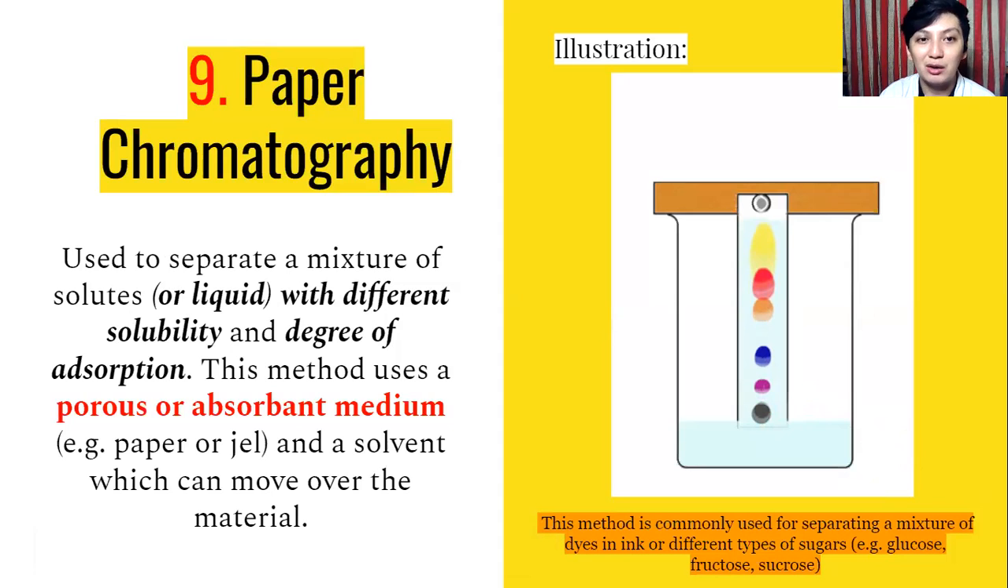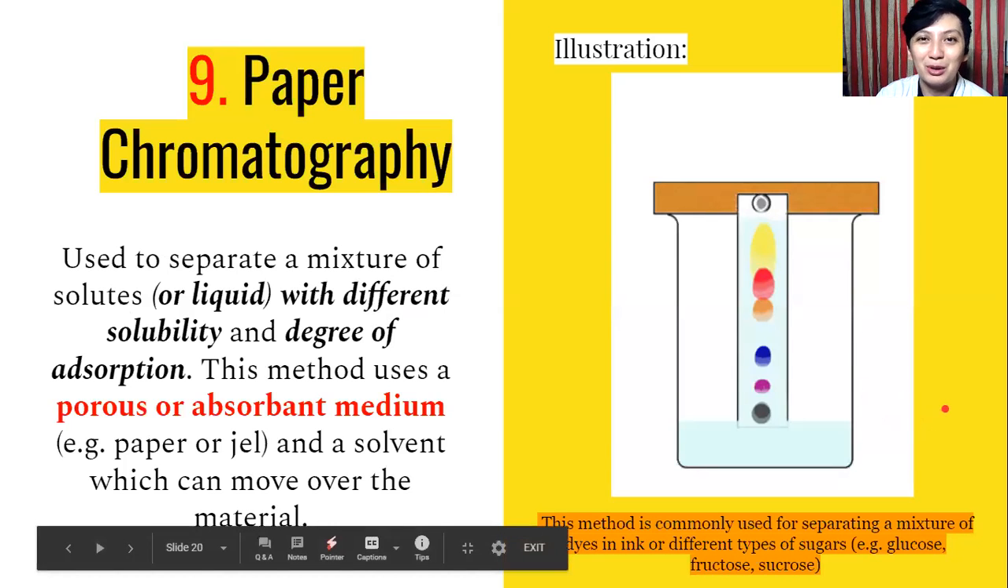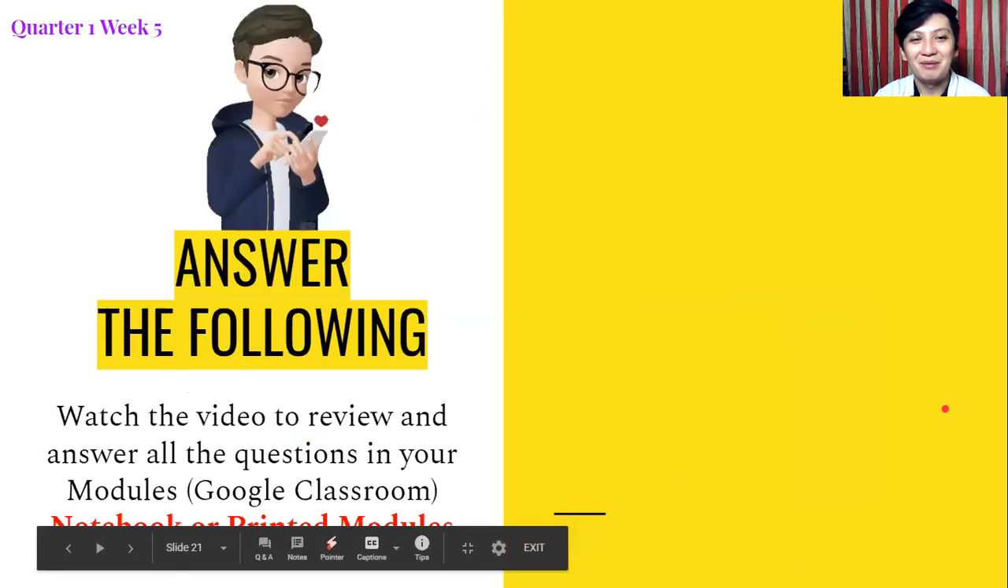So this is what it looks like. Paper chromatography is like splitting the colors. This method is commonly used for separating a mixture of dyes in ink or different types of sugars. Examples are glucose, fructose, and sucrose. So that's how paper chromatography works.